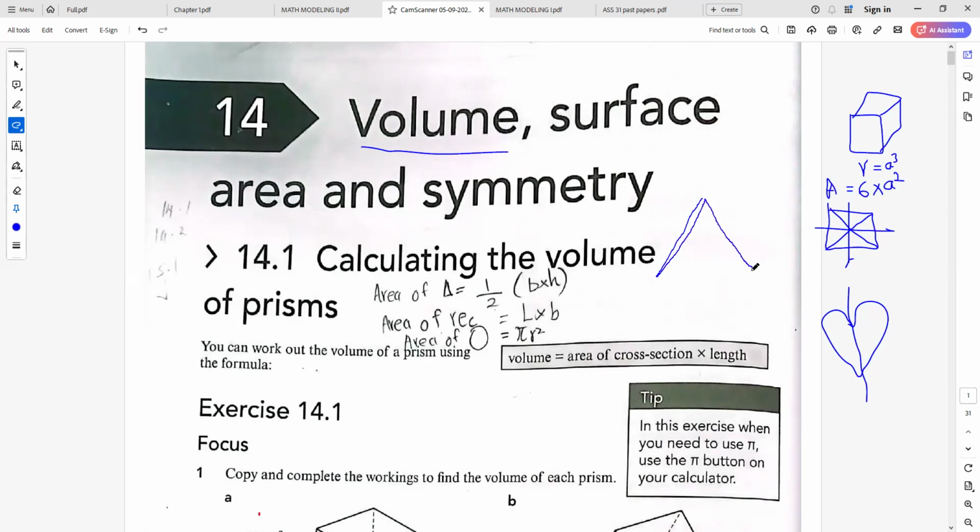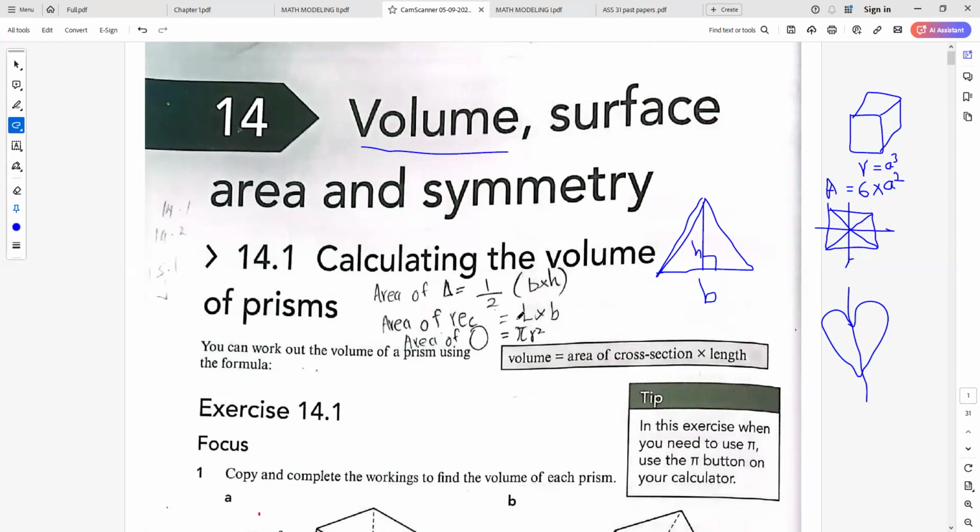If this is a triangle, let's say this is the base. We denote the base using B, and let's say we have a perpendicular height. This is H. So in this case, the area of the triangle is half times base times perpendicular height or perpendicular distance. We denote it as H. From the vertex opposite to the base, we draw a perpendicular line, and the length of that line is H.